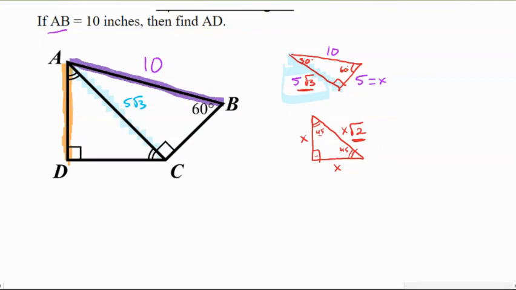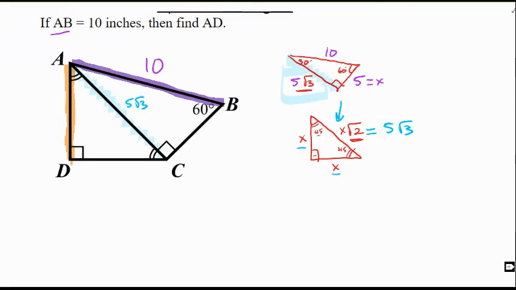So the reason that that's helpful is now in my 45, 45, 90, that's this side right here. So I just set this equal to 5 root 3. And now I just need to solve for X, which tells me AD on our final triangle. To solve here, I just divide both sides. Let me rewrite this. X root 2 equals 5 root 3.